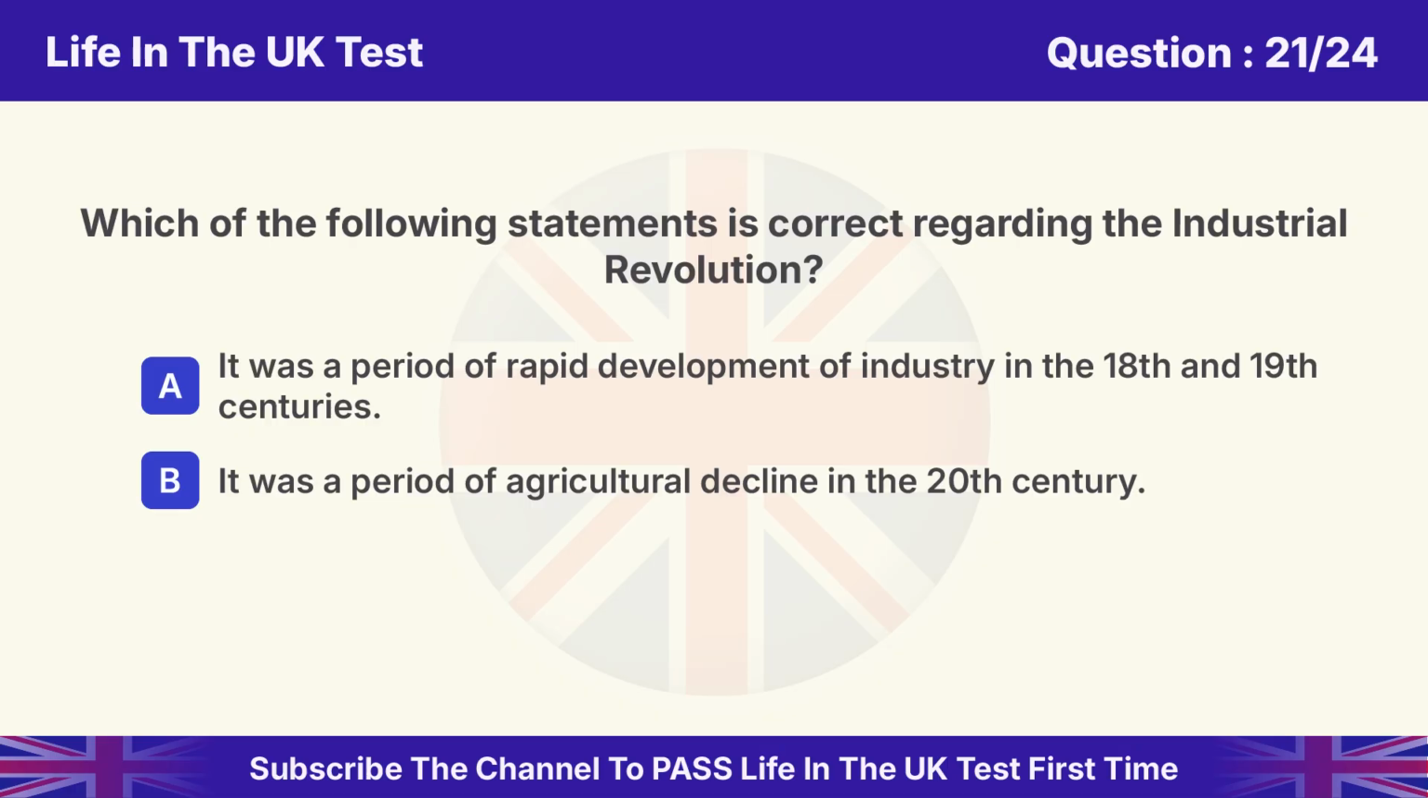Question 21. Which of the following statements is correct regarding the Industrial Revolution? Option A. It was a period of rapid development of industry in the 18th and 19th centuries. B. It was a period of agricultural decline in the 20th century.